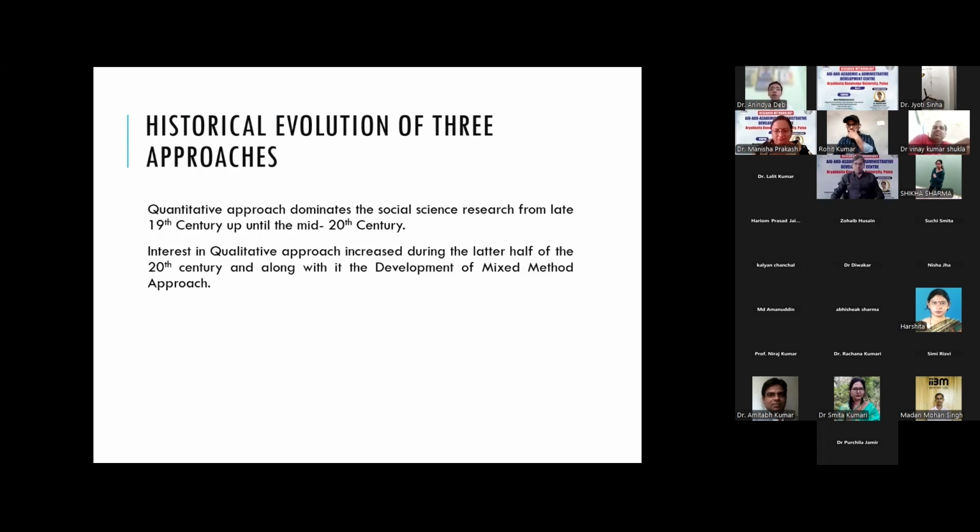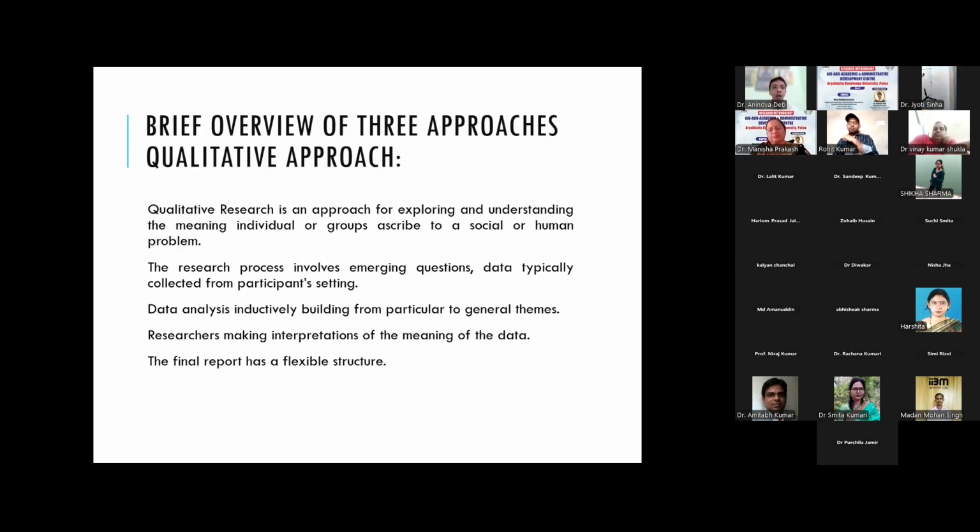So, the historical evolution of the three approaches. The quantitative approach dominates social science research from the late 19th century up until the mid 20th century. Interest in the qualitative approach increased during the latter half of the 20th century, and along with it, the development of the mixed method approach. And that is the evolution of the three approaches. Now, a brief overview of the three approaches. Qualitative approach.